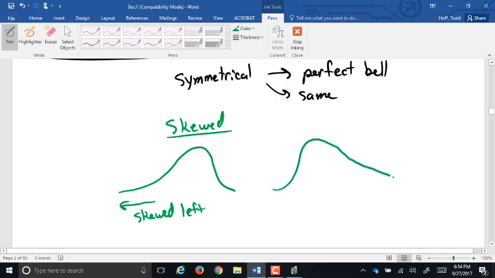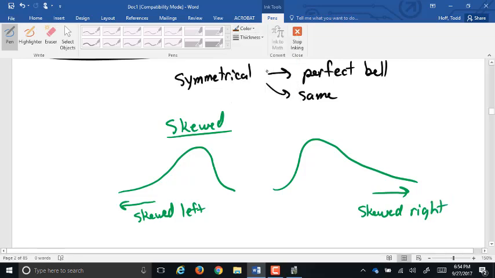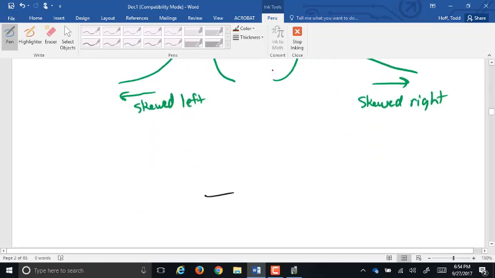This one, if I can draw it well, is skewed right, because it's stretched out to the right end, the right side. If the data is skewed, each of these measures of center will be slightly different. If it were symmetrical, if it were perfectly normal, they would all be the same. The way they are different tells us which direction it's skewed. So our measures of center.